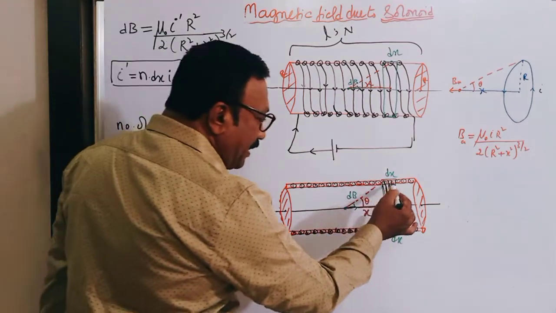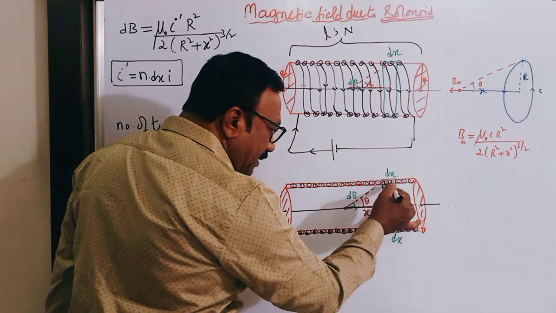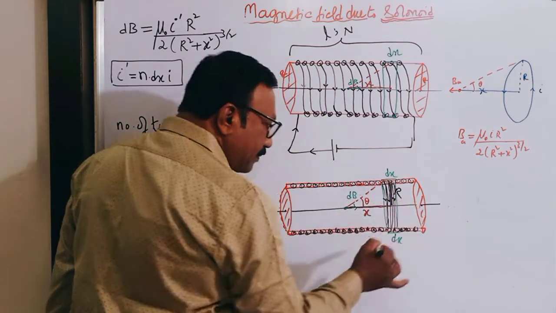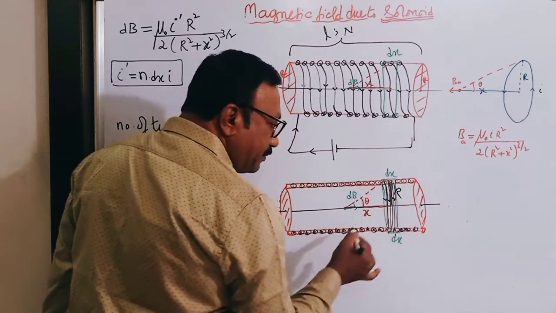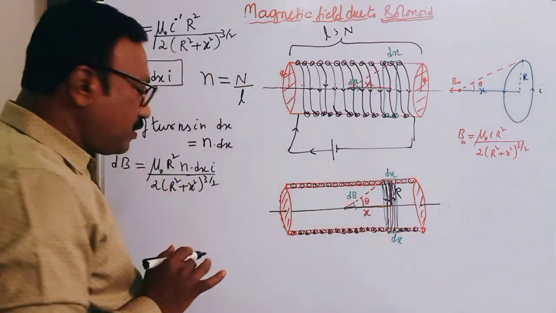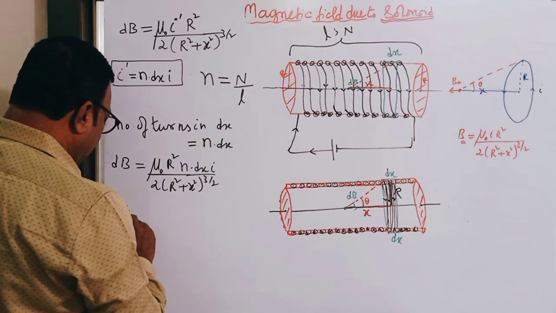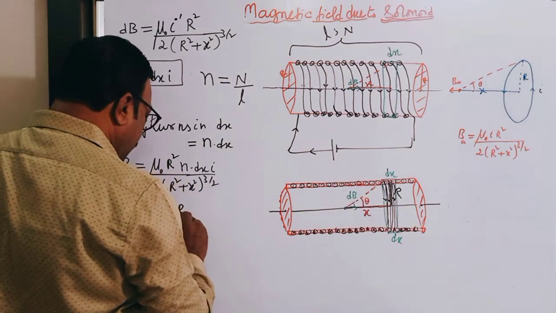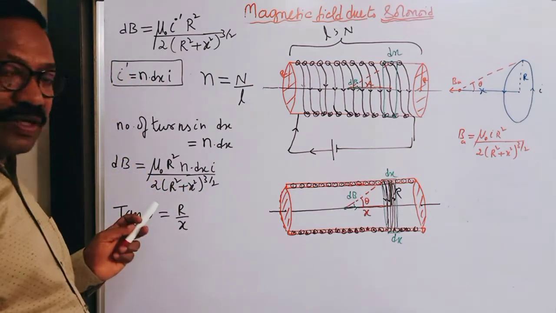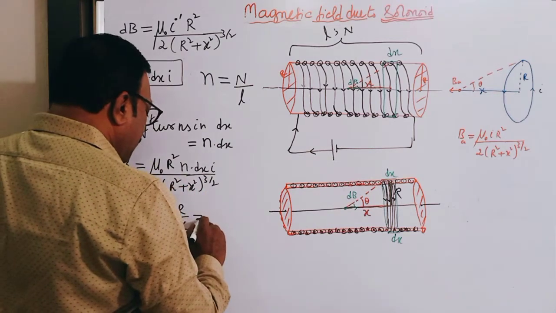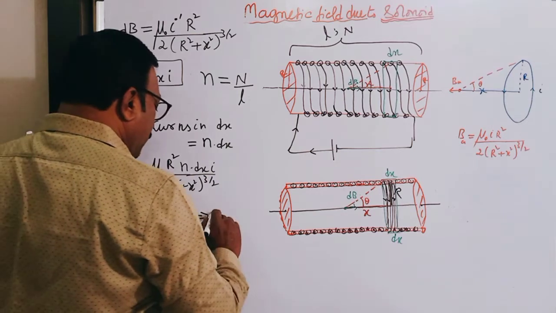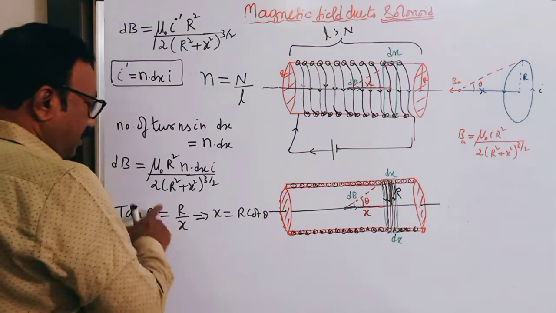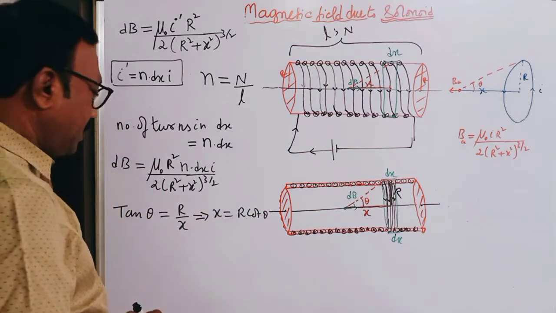So you have a right angle triangle here now. This is the radius r. This is the base x. So tan theta I will take. So tan theta is equal to r by x. This implies x is equal to r cot theta. x is equal to r by tan theta, that is nothing but r cot theta.